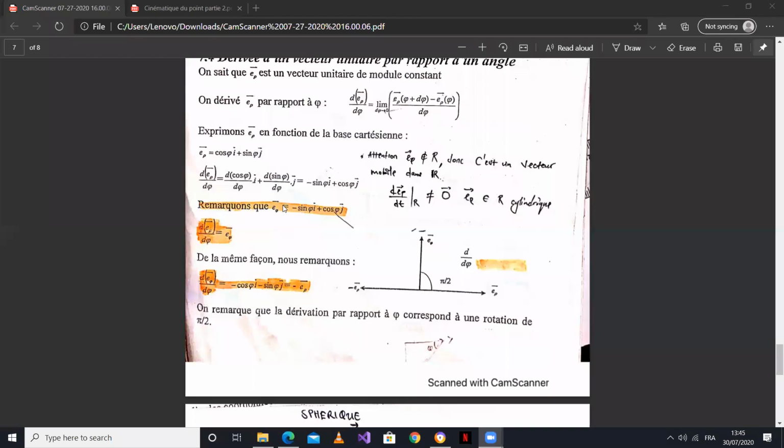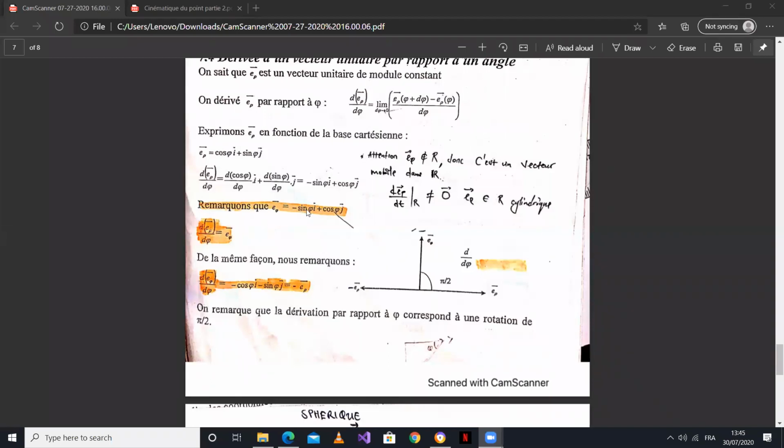Now, when you look at this expression, minus sin phi e_x plus cos phi e_y, it's equal to e_phi. That's what we found yesterday when we calculated e_phi. It was equal to minus sin phi e_x plus cos phi e_y. And that tells you that the derivative of e_rho with respect to phi, d e_rho over d phi, is going to give you e_phi.